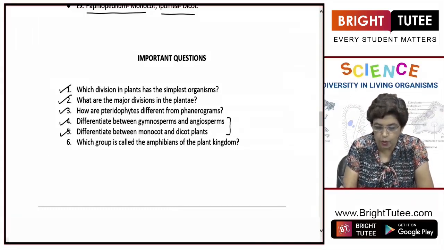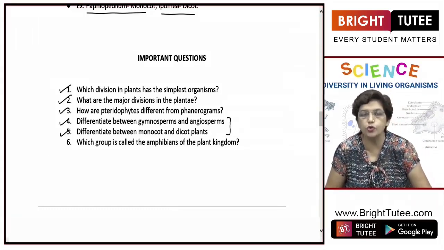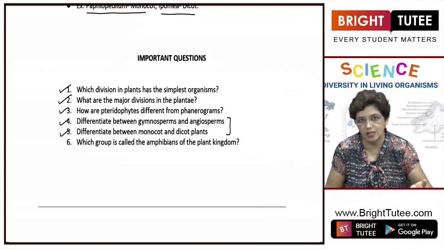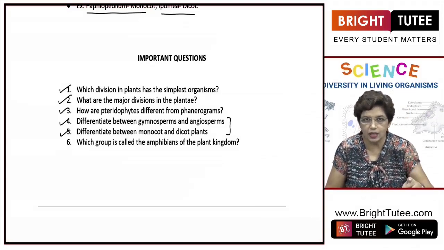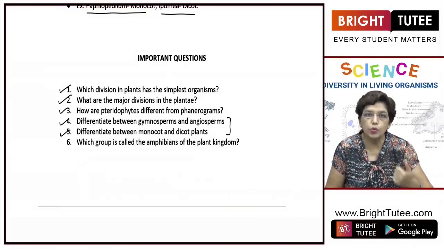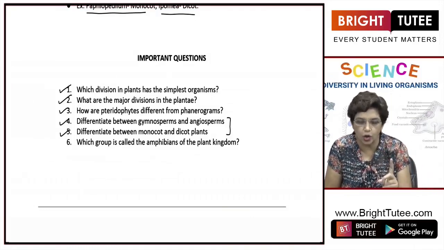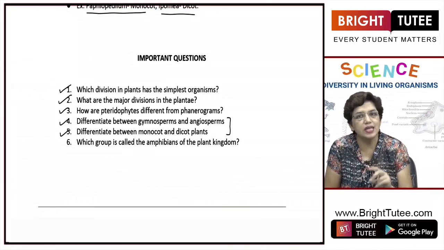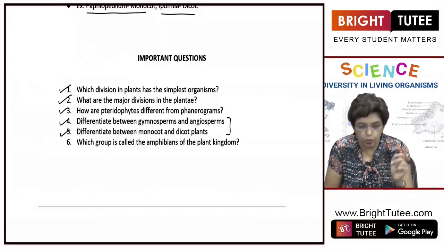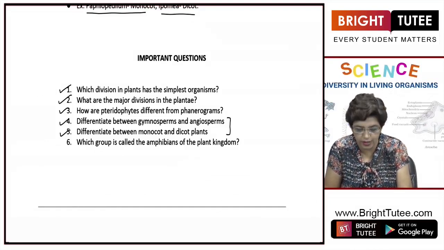Next question, differentiate between monocot and dicot plants. These questions are important because in the examination, you will be asked certain practical based questions. So in your practical syllabus, you have to actually recognize these plants and differentiate between them. In monocot plants, the seeds have only one cotyledon. In dicots, the seeds have two cotyledons. Mono means one and di means two. So from the name itself, you can see the difference.